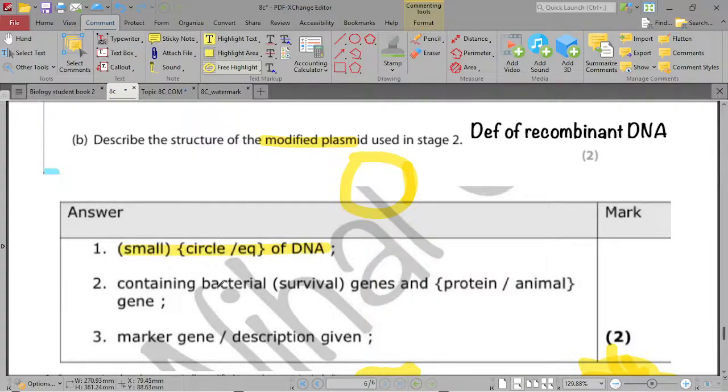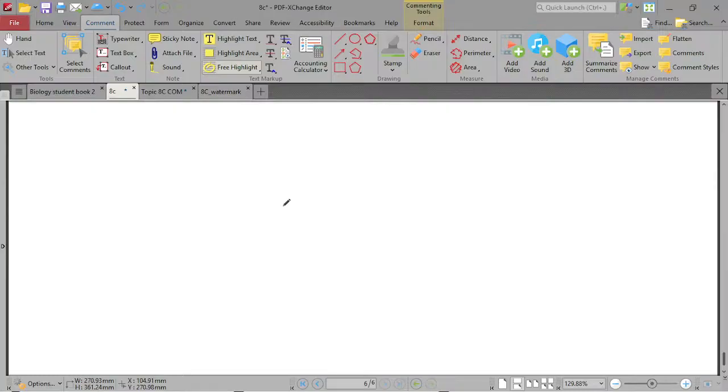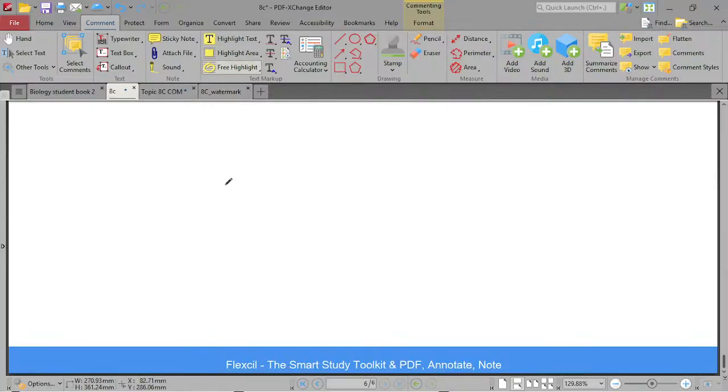Small circle of DNA or loop containing, okay, and the marker gene, right? Marker gene is also inserted, and it contains bacterial survival genes and bacterial genes and protein animal genes, right? So the animal gene, that's going to be the alien gene, and the bacterial genes. It's going to be primarily the bacterial gene as well as the marker gene. Okay. So this is important. This is actually quite important. That's it. Looking good. Honestly, not too bad. Not too shabby.